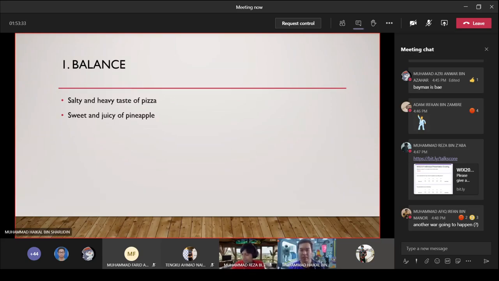As we know, pizza has a salty and heavy taste, while pineapple has a sweet and juicy taste. Think of it as two phases of eating. The first is when you eat the pizza alone and taste the salty and heavy flavor. The second phase is where the pineapple comes in, and you taste its sweet and juicy flavor that cuts through the heavy taste of the pizza.